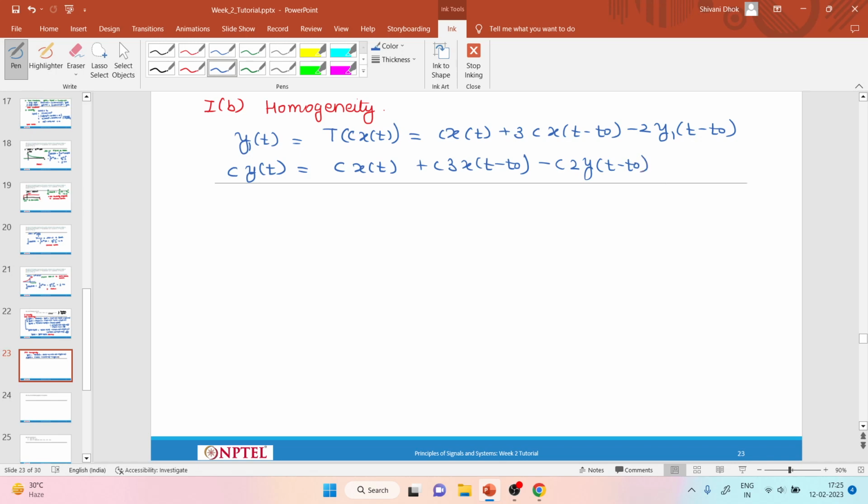So again, if I look at these two equations and compare them, I can say that y1 of t is equal to c times y of t, which means that this is a homogeneous system. Since it is homogeneous and it is additive, it is linear. Now let us look at the second thing, that is time invariance.